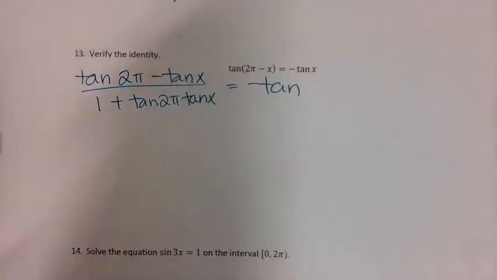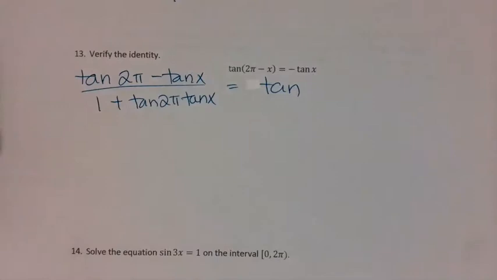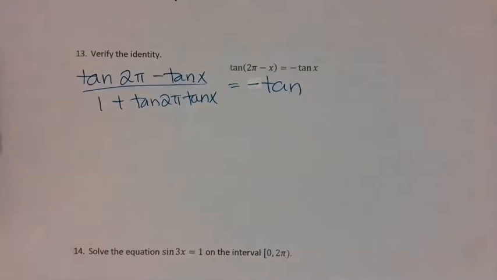Then I want to make that clearer, that that's negative tan and not a really long t. Okay. Then what I want to do is evaluate where I have tan of 2 pi.